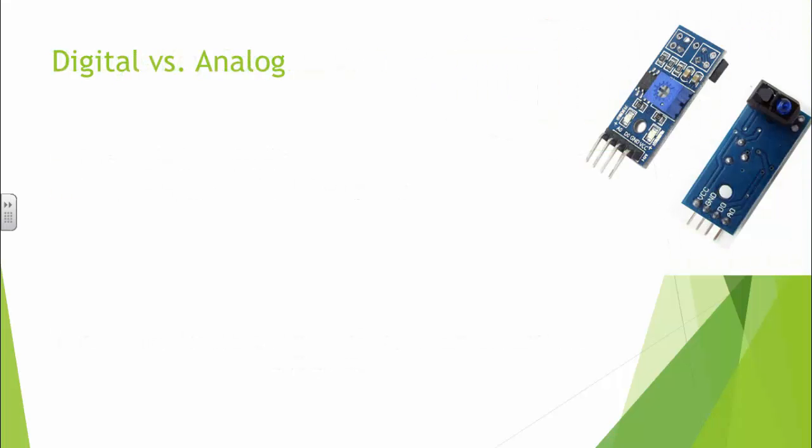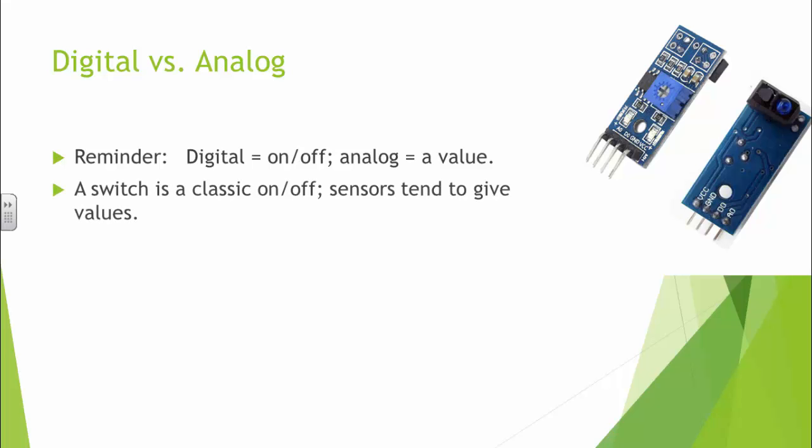Back to this digital analog thing again. Well, yes, we need to be able to differentiate between a numeric result and a yes-no. So as a reminder, digital is on and off. Analog, on the other hand, gives us a value. So classic example of an on-off would be a switch. It's either pressed or it's not. Whereas most sensors tend to give a value.